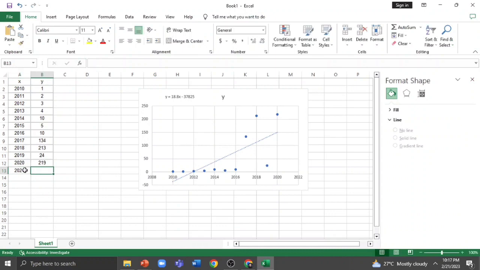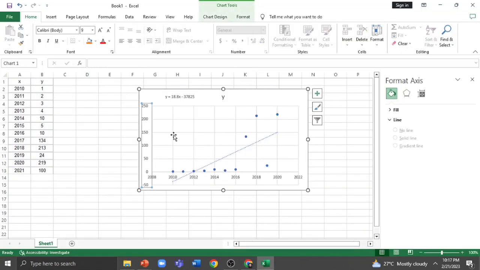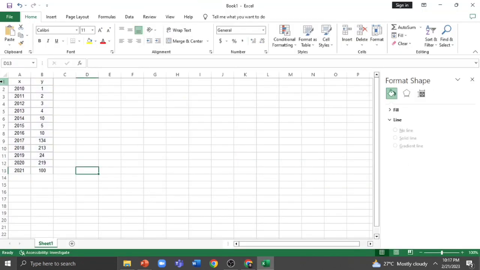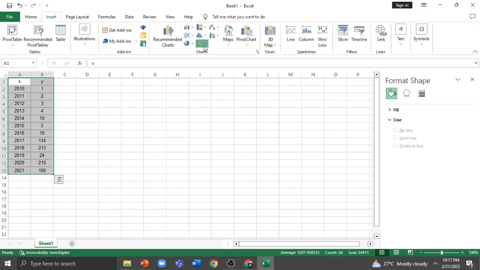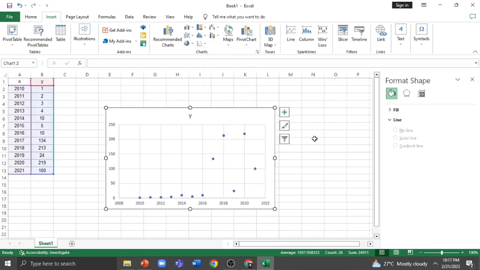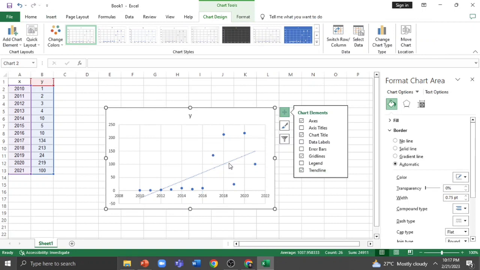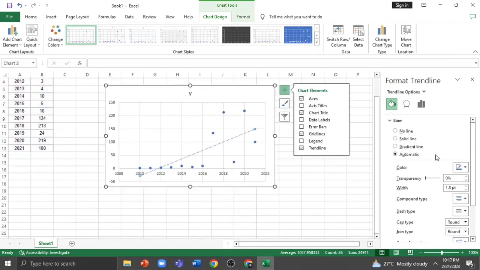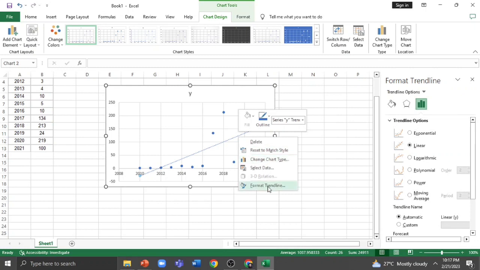Again, highlight. Go to insert. Go to scatter plot. That's it. Click the add button. Go to trend line. Click the trend line. Go to format trend line. You can see that. Now display equation on chart. And that's it. Same thing.